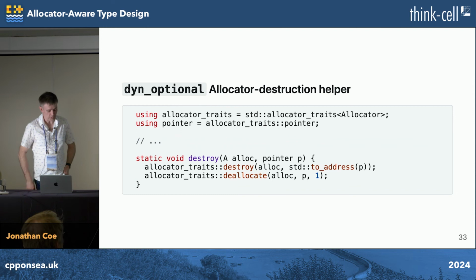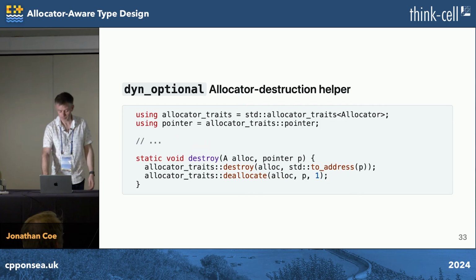And we similarly have a destruction helper, which does something pretty similar. This one doesn't have exception safety worries to concern itself with, so it doesn't massively reduce the amount of code on the screen, but it just calls destroy and then deallocate.